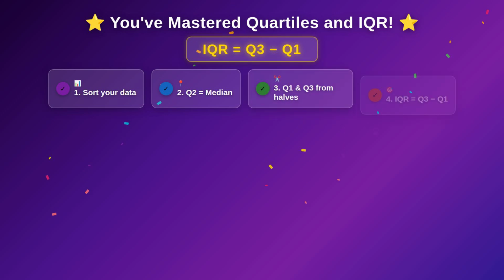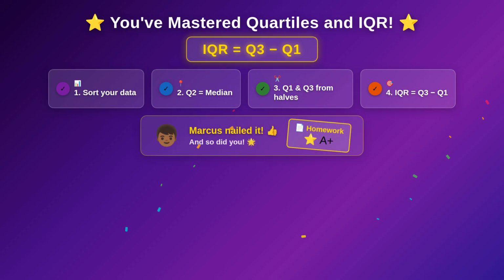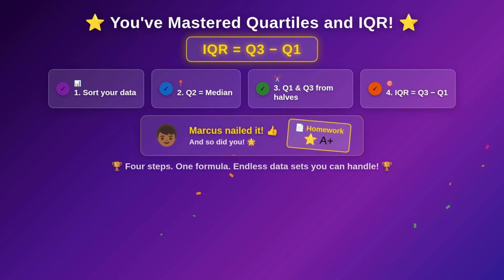Remember when Marcus stared at that homework, totally lost? Look at him now. He can sort a data set, find Q1, Q2, and Q3, and calculate the IQR without breaking a sweat. And you can too. Here's the whole game plan one more time. Sort your data, find the median for Q2, find the medians of each half for Q1 and Q3, then subtract Q1 from Q3 for the IQR. 4 steps, 1 formula, endless data sets you can handle.